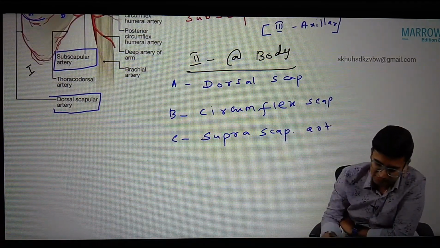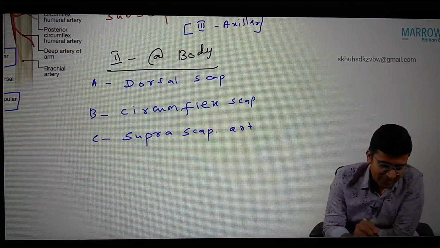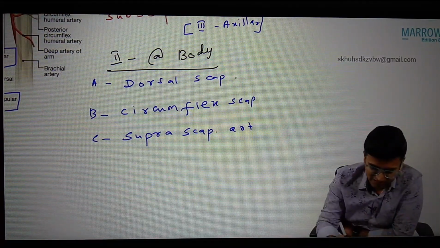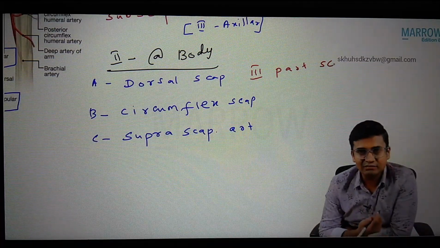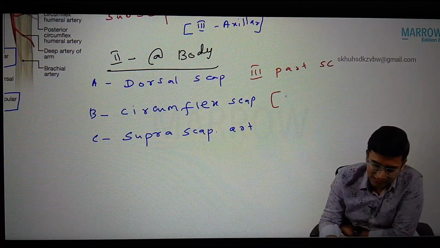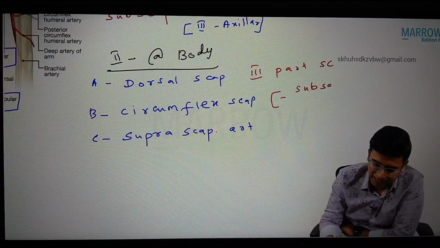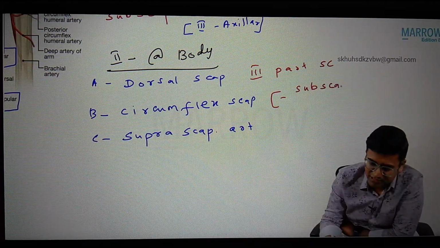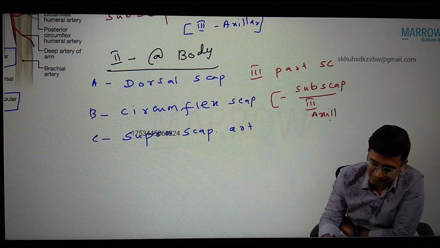Suprascapular artery. Fine. Next, the dorsal scapular artery is a branch from the third part of the subclavian. Just now I told you. Fine. Circumflex artery is a branch of the subscapular artery. Now the subscapular artery is a branch of, just now I told you, the third part of the axillary.